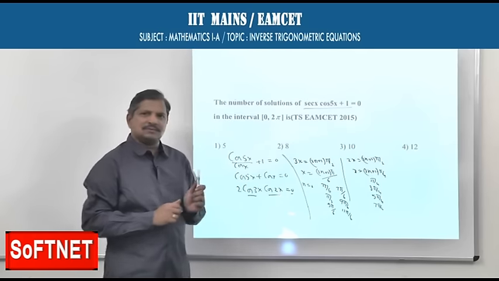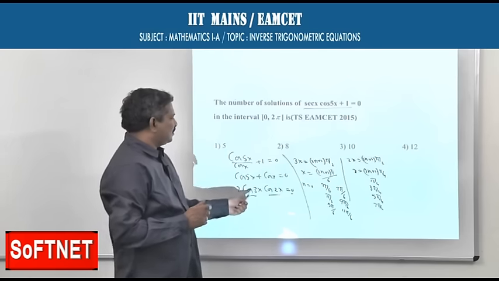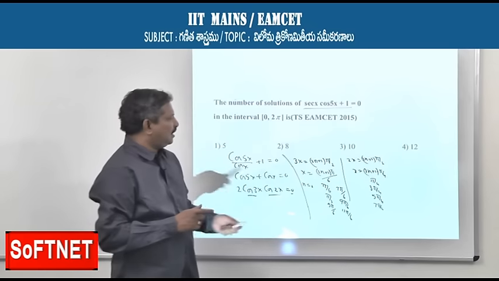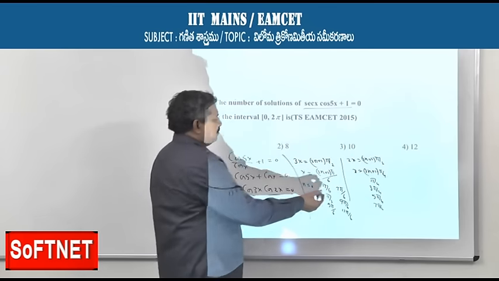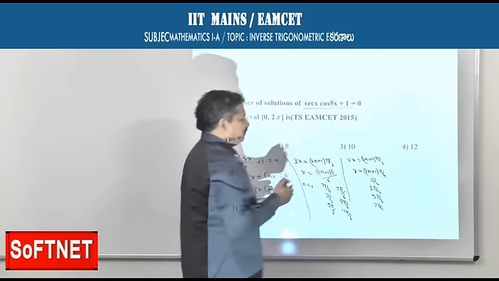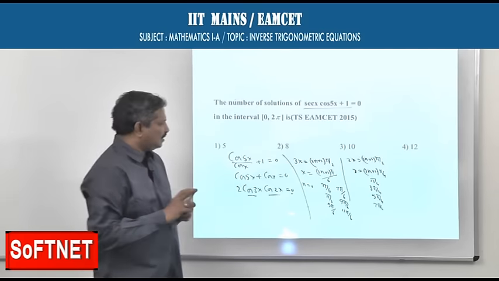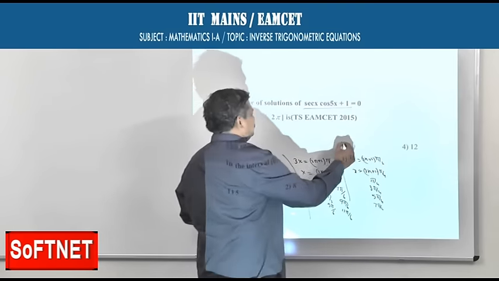Cos C plus cos D, we got 2 cos C plus D by 2, cos C minus D by 2. Then, because cos is 0, we got 2n plus 1 into pi by 2, odd multiples. And after getting that, I substituted n equal to 0, 1, 2, 3, 4. So, 1, 2, 3, 4, 5, 6, 7, 8, 9, say 10 values. Number of values if you take here, 4 plus 6, 10 values. So, the answer is 10.